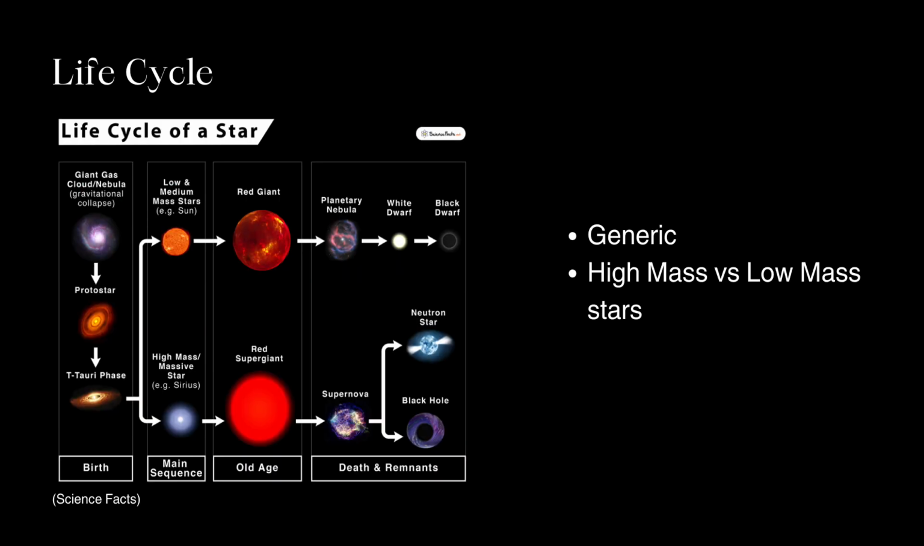The life cycle of a star is composed of two sections, the generic and then the mass-dependent, low and high mass stars. A low mass star is defined as one with 0.8 to 8 times our sun's mass, while a high mass star is one with 8 to 150 times the mass of our own sun.